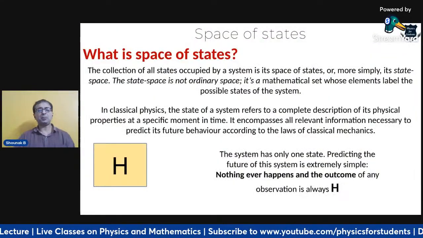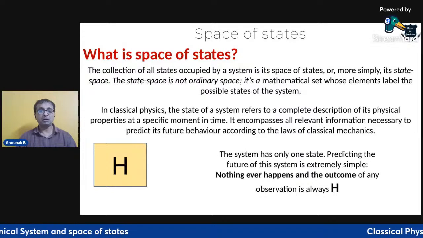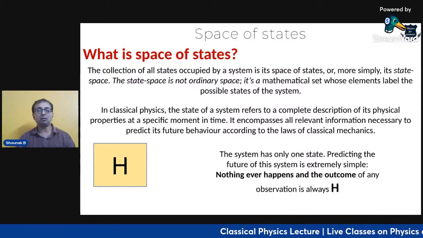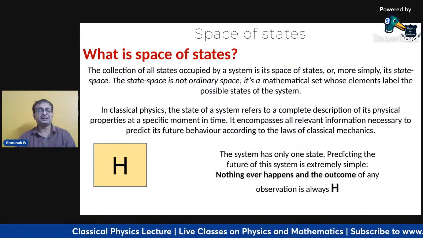We also saw what is called the space of states, and I told you this is extremely important, because this space of states will slowly get accumulated in your brain when we move into quantum states and quantum computation. It is very simple: a collection of all states in a particular system, and it is not an ordinary space, it's a mathematical space.